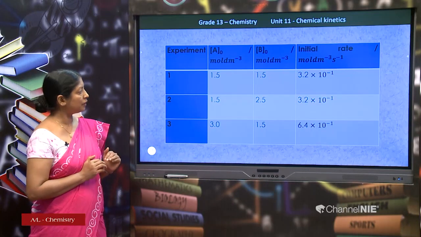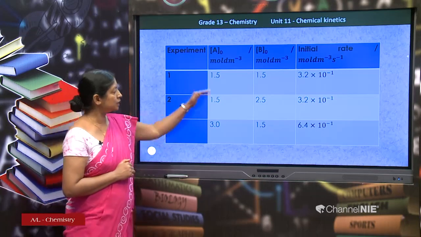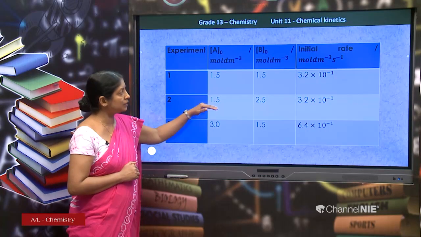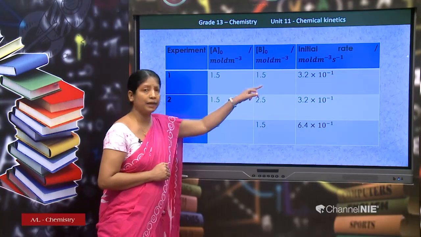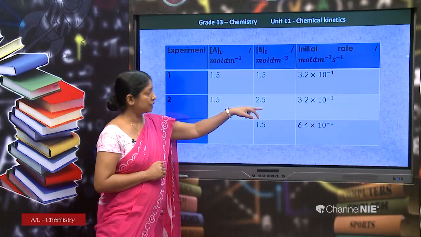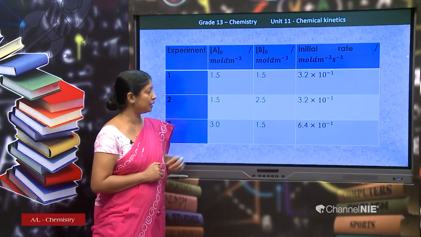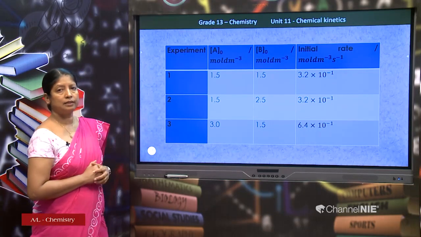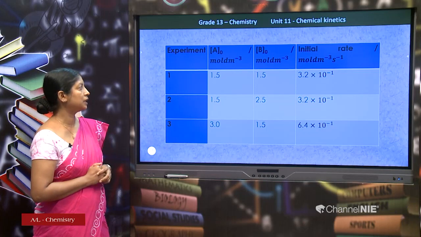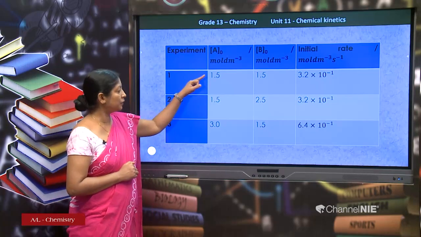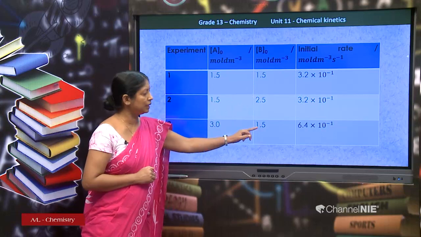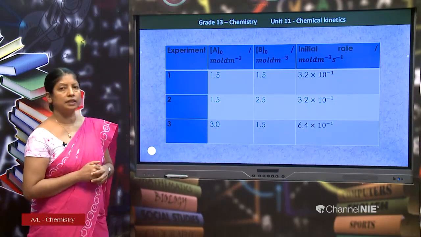So, in these data, if you analyze them carefully, in the first two experiments the concentration of A is constant, whereas the concentration of B is variable. According to the first and second data, the concentration of B is the variable. Now, consider the first and third data. According to the first and third data, the concentration of A is the variable, whereas the concentration of B is constant, and we can't get such a relationship between first and second.